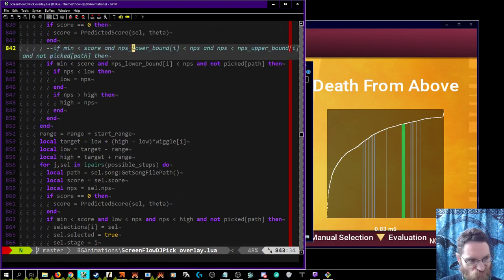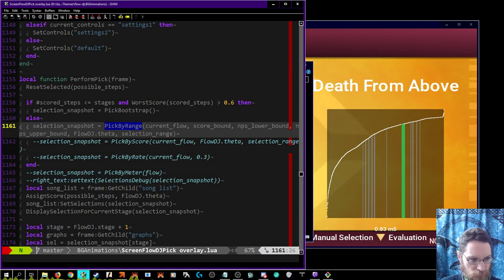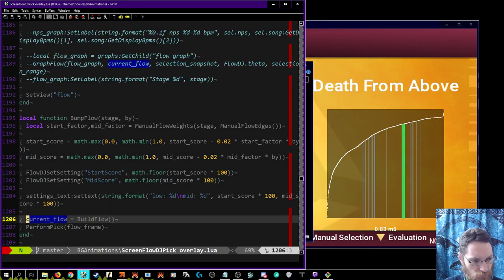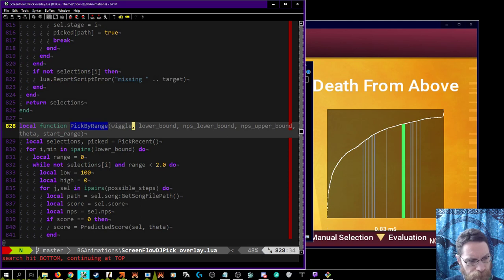Alright, so this double pass is bad. Well, this thing is getting tons of parameters, most of which are kind of defined ad hoc. So we've got this build flow. Yeah, so everything used to be a singular flow before. Now we've got it defined by a random wiggle, a score bound, and 2 notes per second bounds.